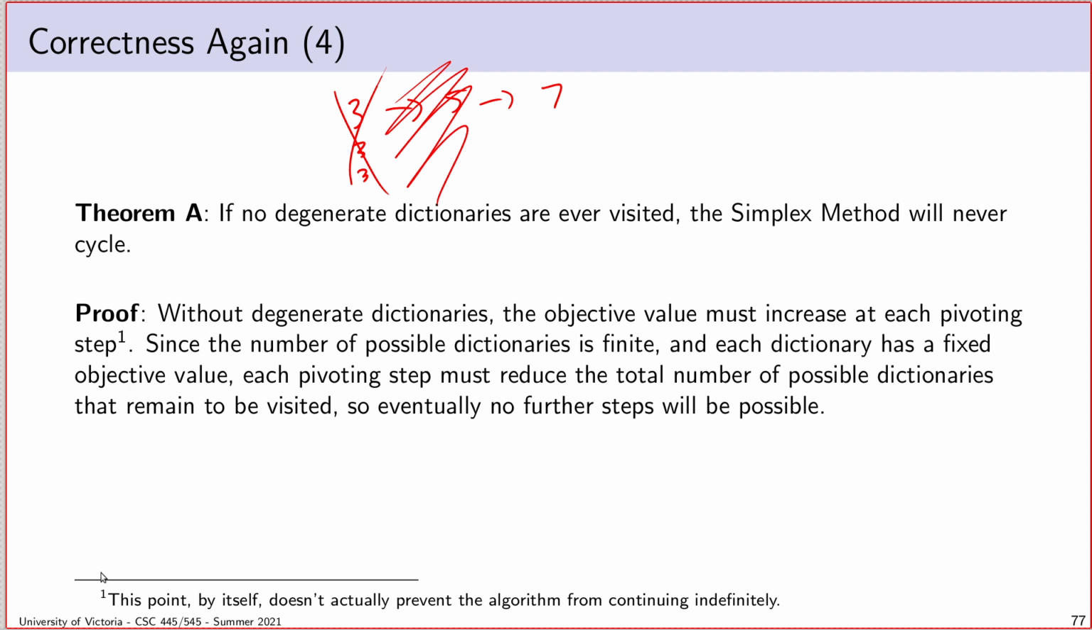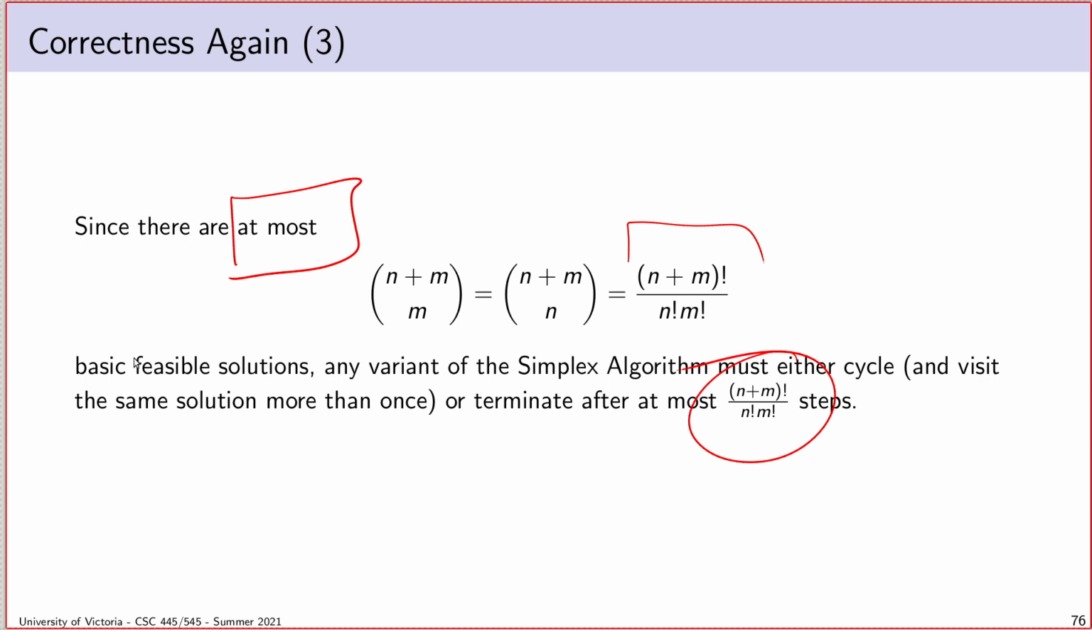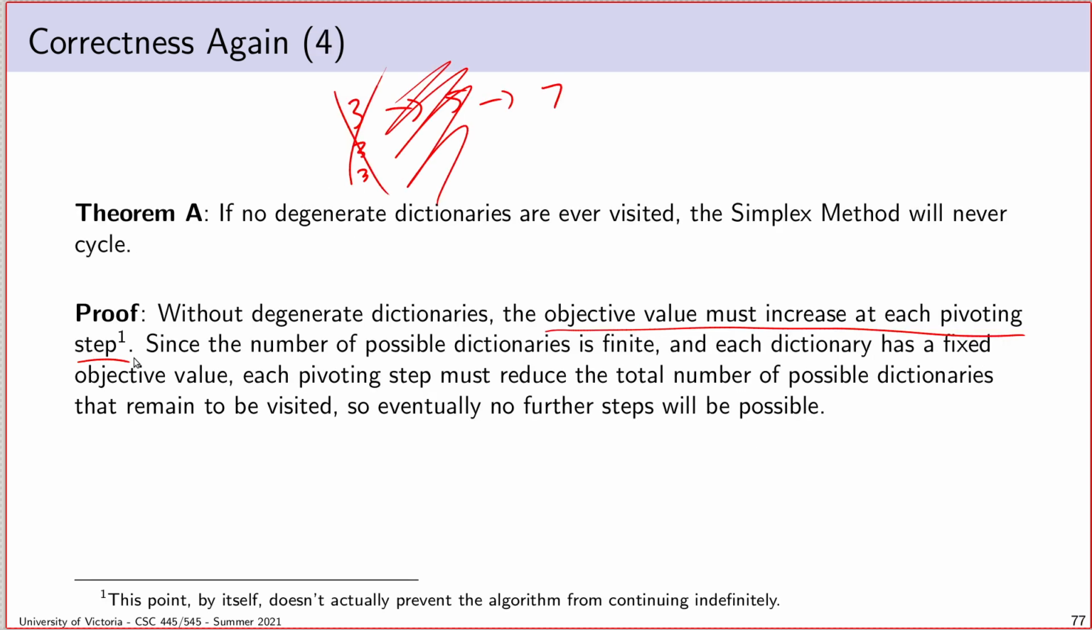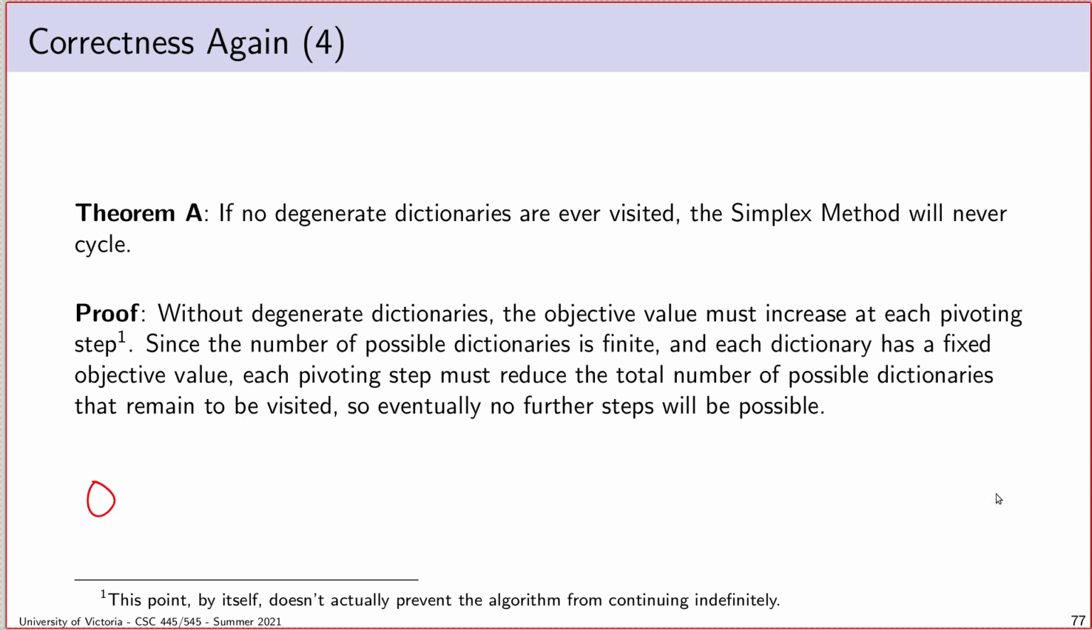There's a footnote here, which is, it's interesting to observe that if all I can demonstrate is that the objective value always increases, without knowing the theorem I just proved a minute ago about the number of dictionaries, that actually doesn't guarantee that the algorithm will finish. Unless I've proven that there are only a finite number of different dictionaries, I could still possibly have this problem of, suppose my initial objective value is 0 and the maximum is 1. And my first pivot takes me to 1/2. And my second pivot takes me to 3/4.